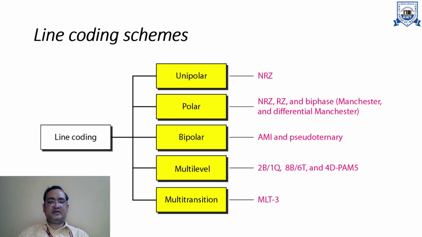Now there are basically five types of line coding scheme: unipolar, polar, bipolar, multi-level, and multi-transition. In this video I will cover unipolar, polar and bipolar.